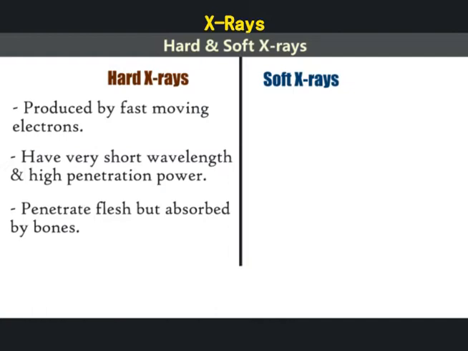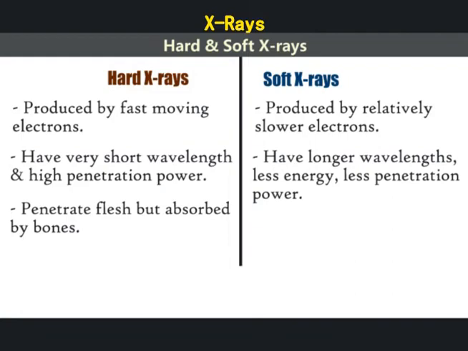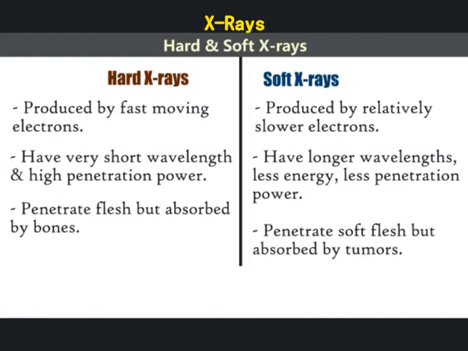Soft X-rays are produced by electrons moving at relatively lower velocities than those that produce hard X-rays. They have less energy, longer wavelength, and hence less penetration power compared to hard X-rays. They are used to show malignant growth in tissues since they only penetrate soft flesh but are absorbed by such growths.